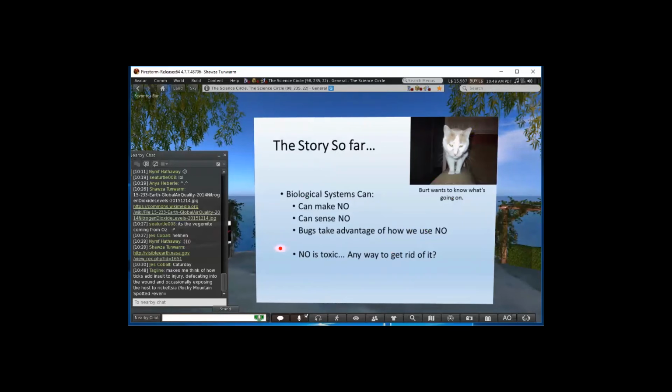So the story so far, and this is Bert, because this is my oldest kitty. He usually comes out, wants to know what's going on, and then goes back to sleep.